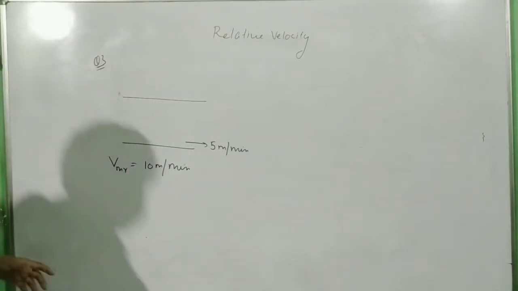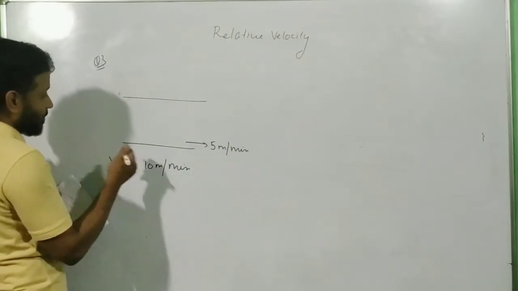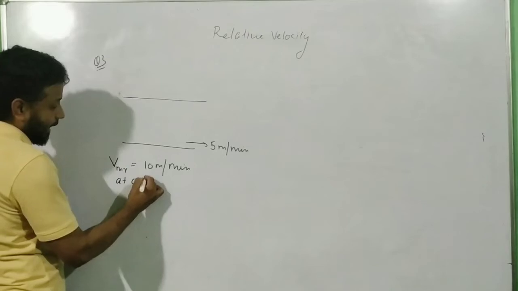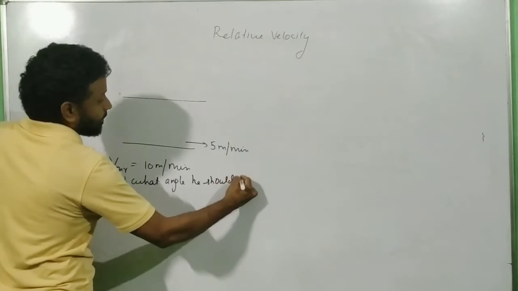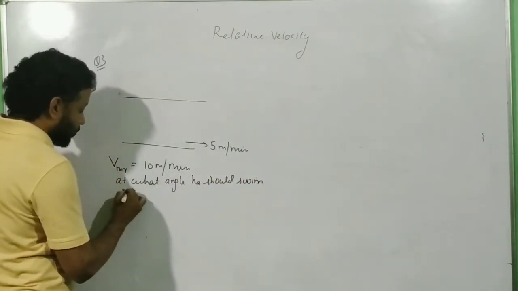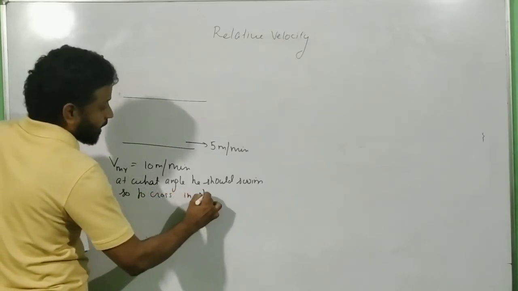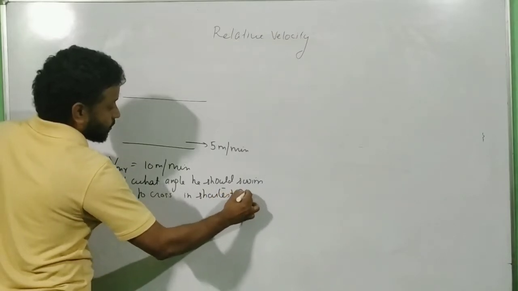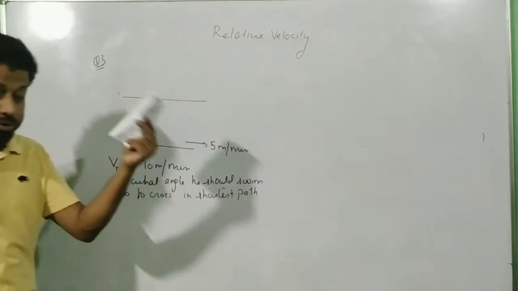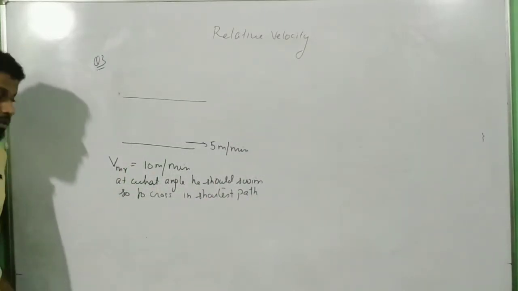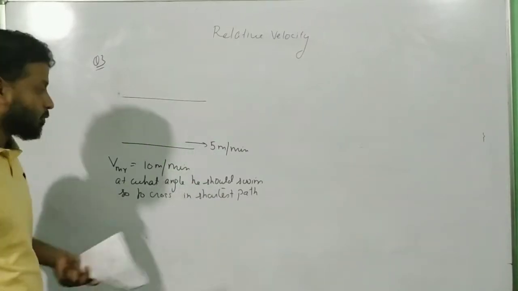The width of the river is not mentioned. The question is, at what angle should he swim so as to cross in shortest path. Remember that there are two things: shortest time and shortest path. Both have two different conditions. I am assuming that you have seen my relative velocity lecture on river and man problem.